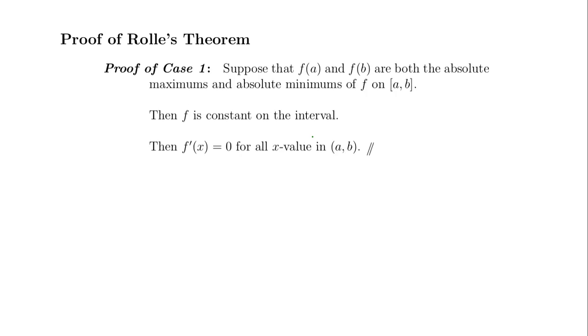So here we go. Let's prove this stuff. So case 1, suppose that f of a and f of b are both absolute max and absolute min, then f is constant. Then, if f is constant, the derivative is equal to 0 for all x values in that interval. So if you wanted, you could add a line that says pick any x value in (a, b) and call it c. Then f prime of c will equal 0.